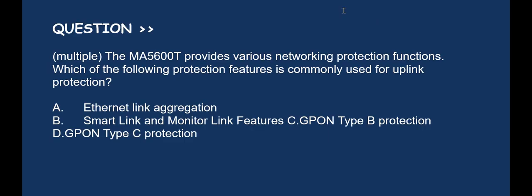Next one, the MA5600T provides various networking protection functions. Which of the following protection features is commonly used for uplink protection? Option A, Ethernet link aggregation. Option B, smart link and monitor link feature. Option C, GPON type B protection. Option D, GPON type C protection. The correct answers are option A and B.